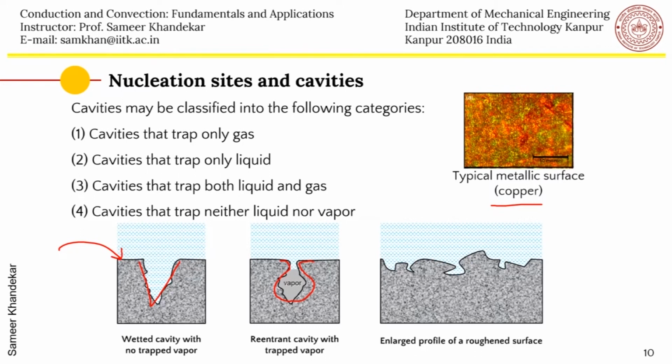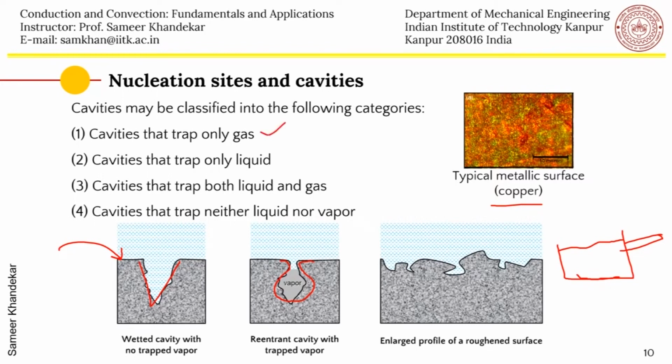What happens is, when you fill up a vessel with some liquid, as the liquid comes in, it starts interacting with the surface, and some of the cavities of these rough surfaces may trap some gas. So there are four types of cavities. Cavities that trap gas, cavities that trap liquid. For example, if the mouth is too big, then all the liquid will fill inside, and there will be no gas trapping inside the cavity.